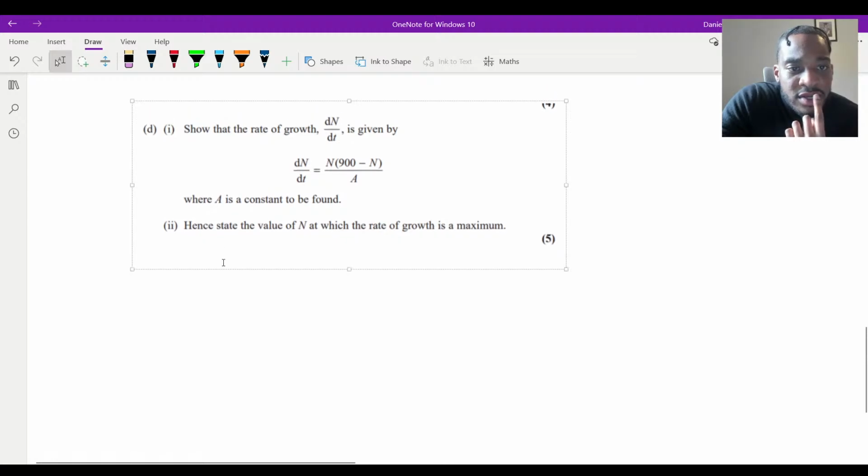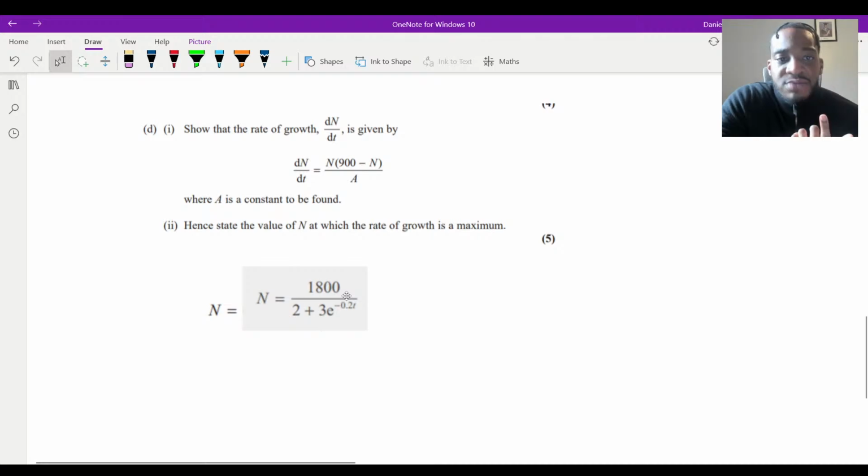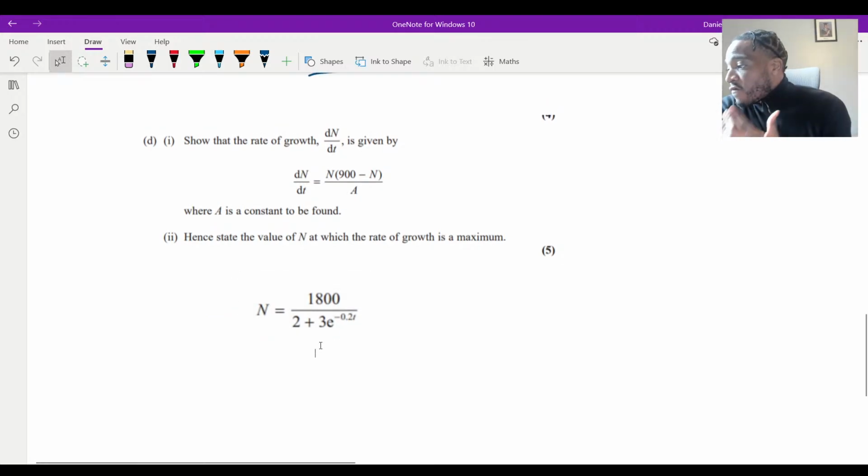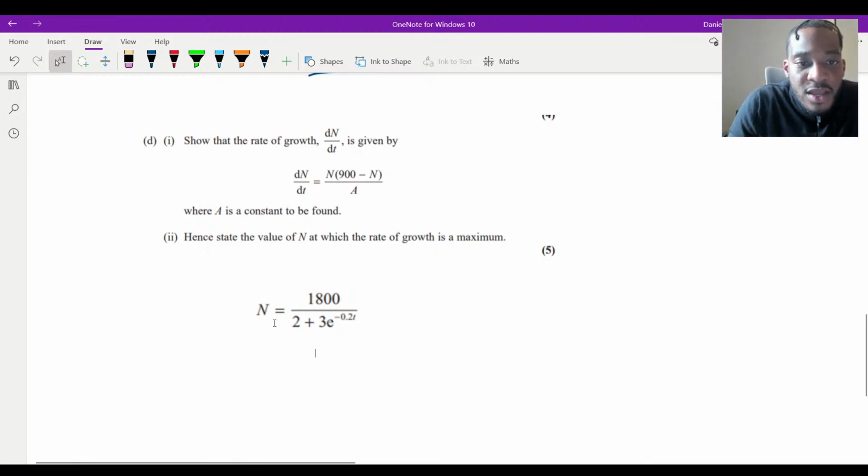Okay. So if I've got n, and I need dn by dt, that just means I need to differentiate. Remember again, the rate of growth. When you see that word rate, it means to differentiate. So all we're doing is just differentiating, right? So firstly, we've got n there.